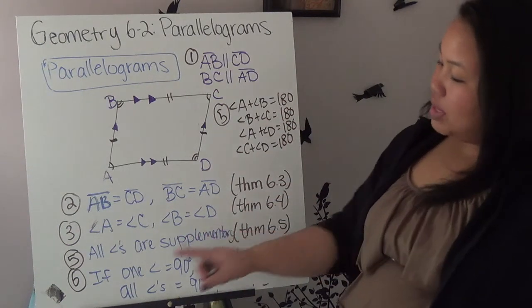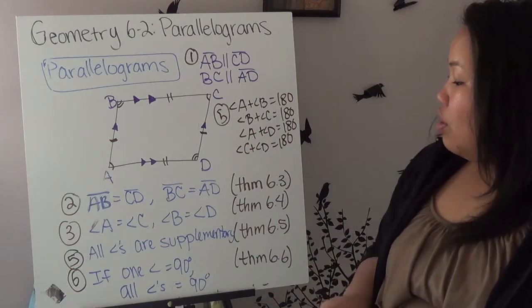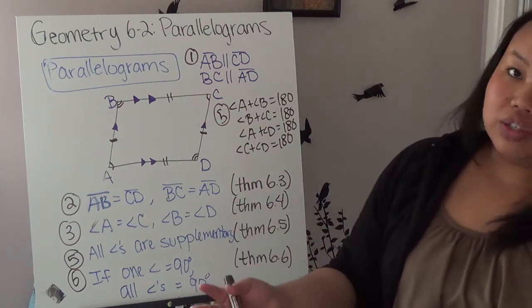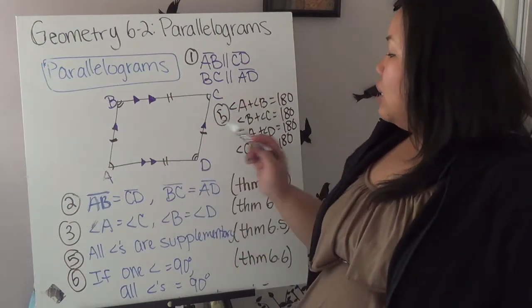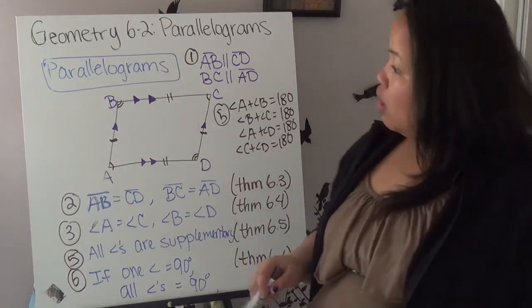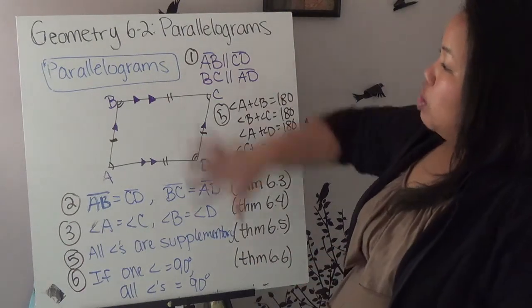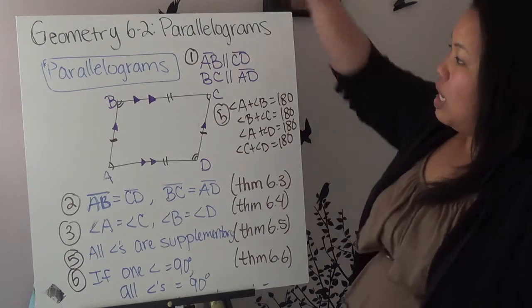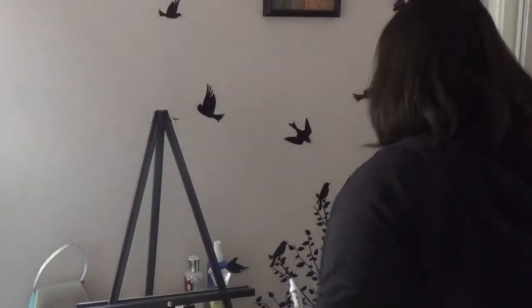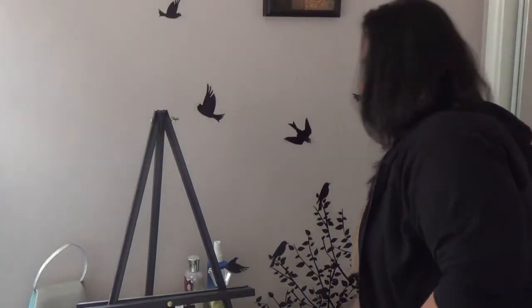Number 6, if one angle is 90 degrees, then all of the angles are 90 degrees. So basically, if I say A is 90, then B is 90, C is 90, and D is 90. And those are the properties for just the basics of a parallelogram, so make sure to pause it and write it down. But we also have properties when we have diagonals.